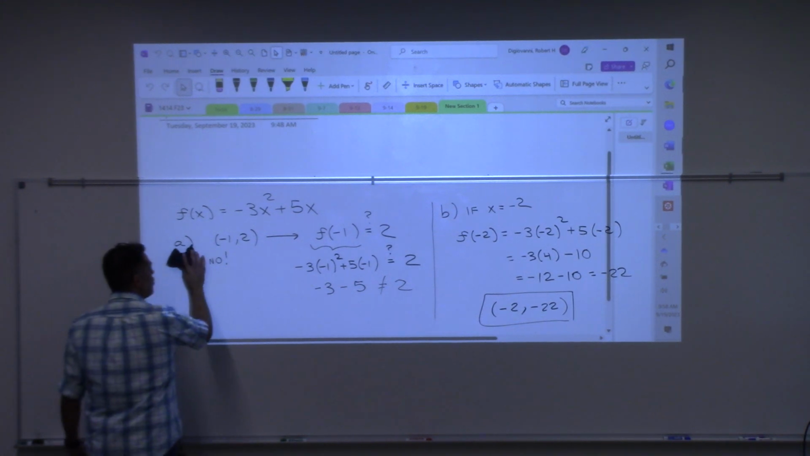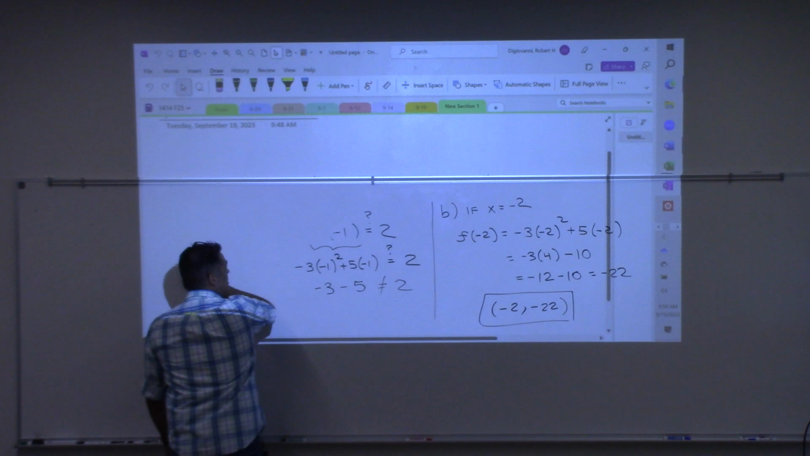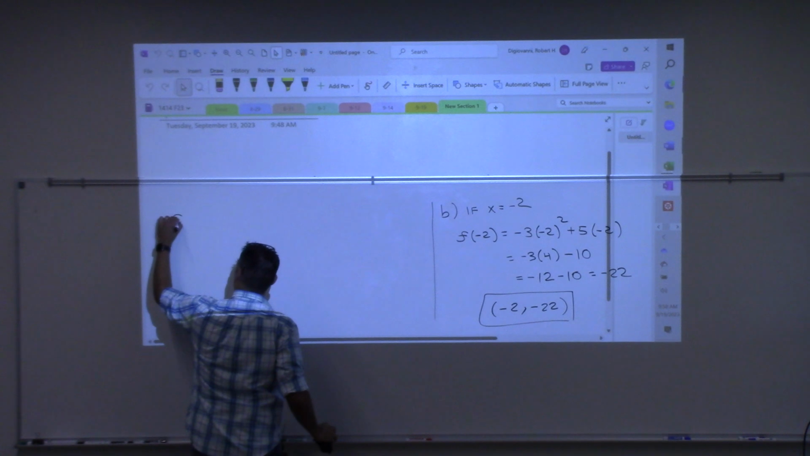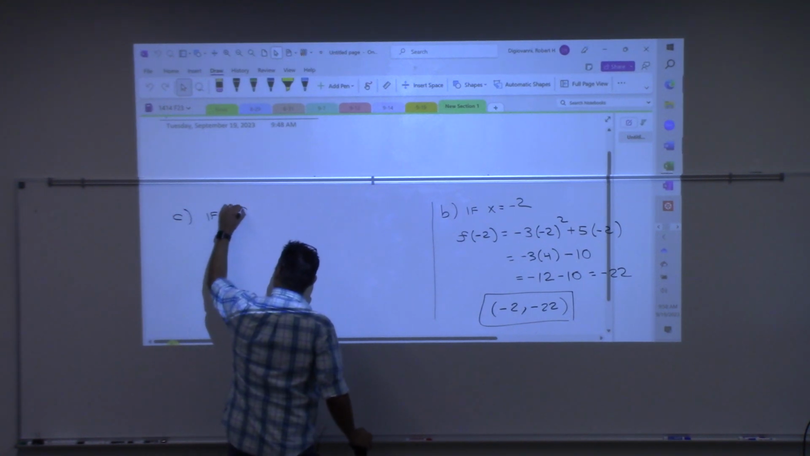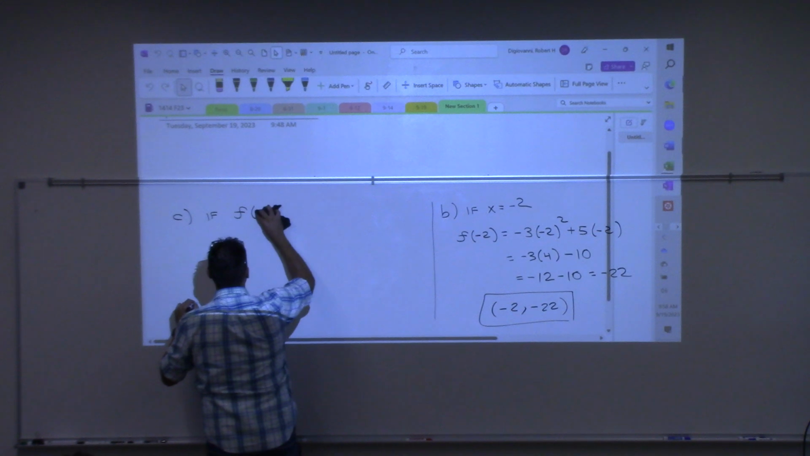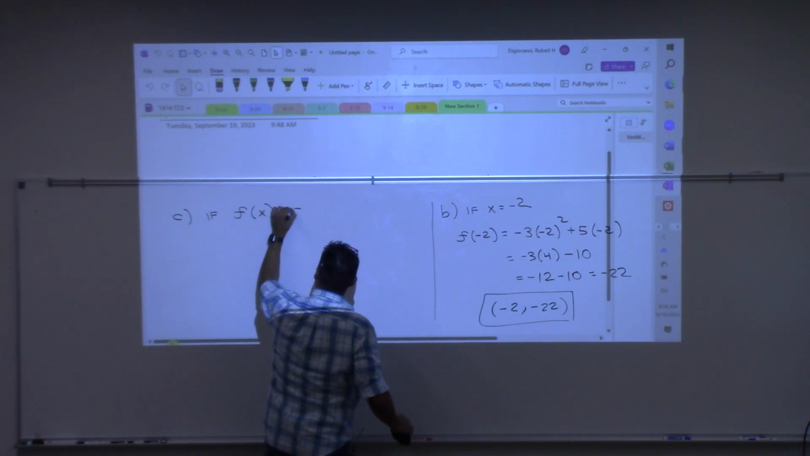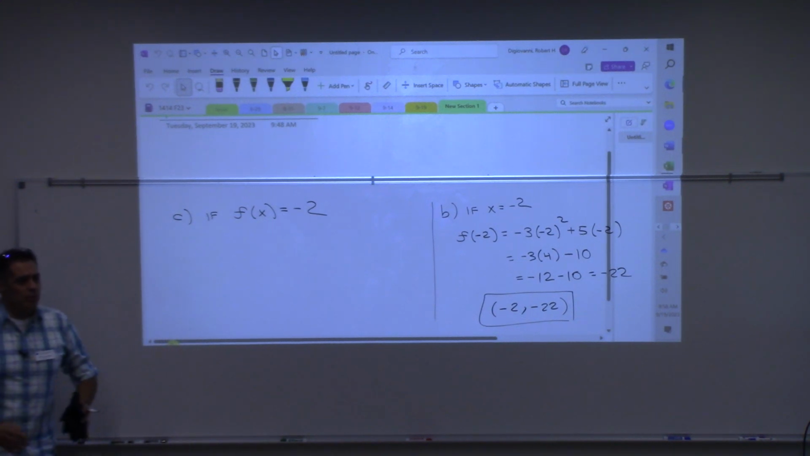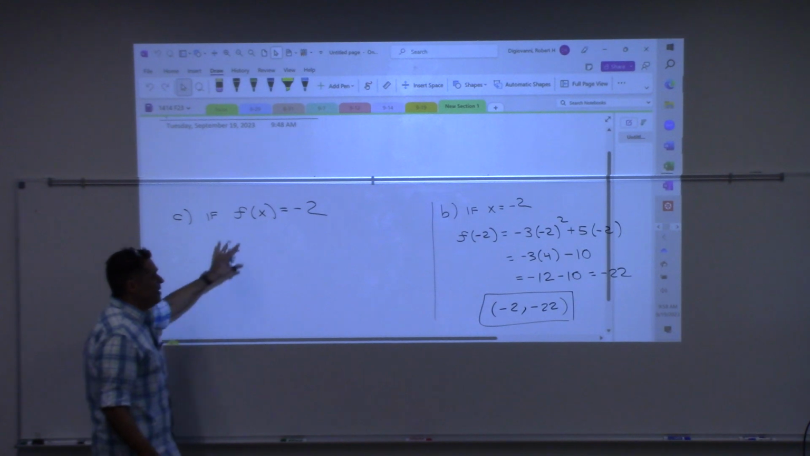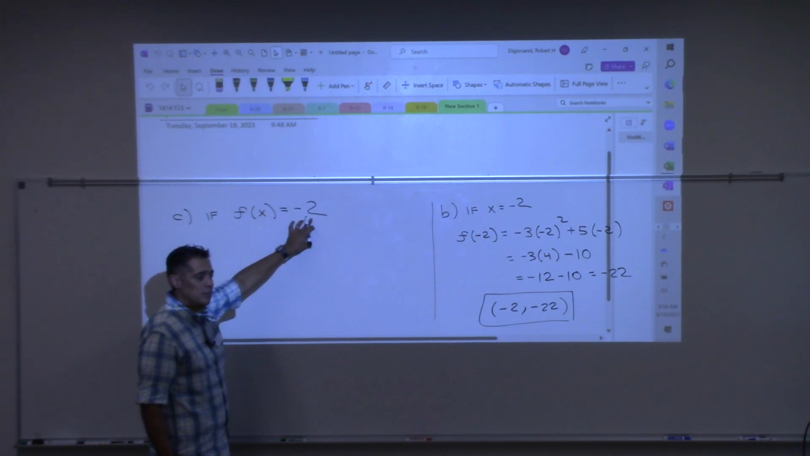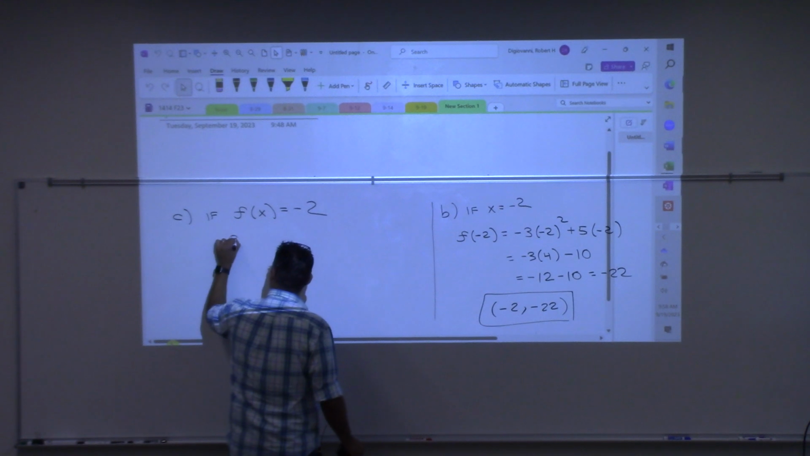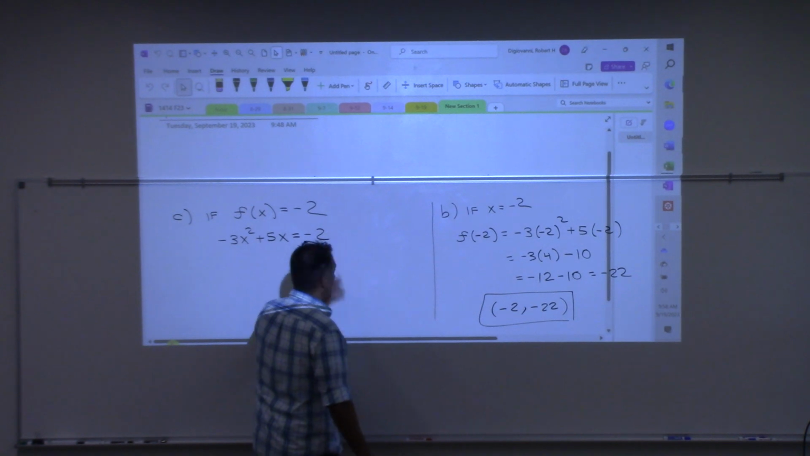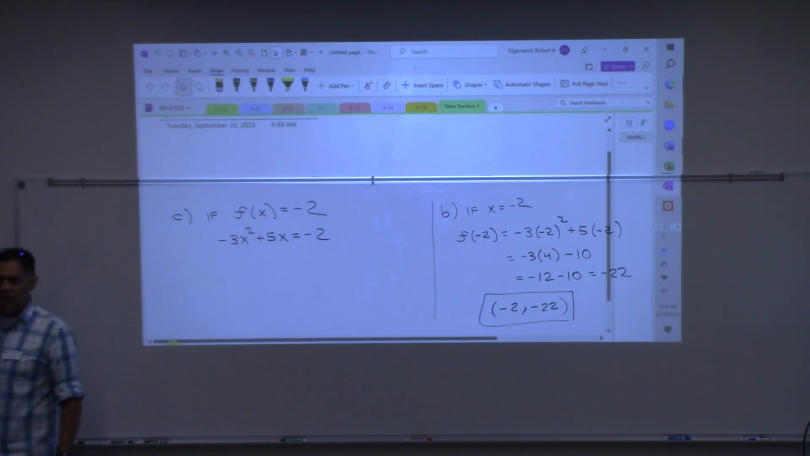What's the difference between that question and part C? Yeah, instead of plugging negative 2 in, they're asking when is the function negative 2, right? They're saying when does the function spit out negative 2? And so what we need to do is set the function equal to negative 2. When I say set the function, that means we need to set negative 3x squared plus 5x equal to negative 2, and then solve that equation, right? We have to solve that equation.